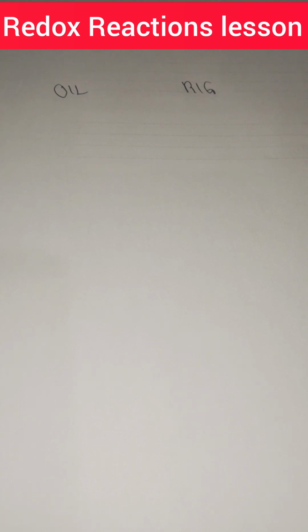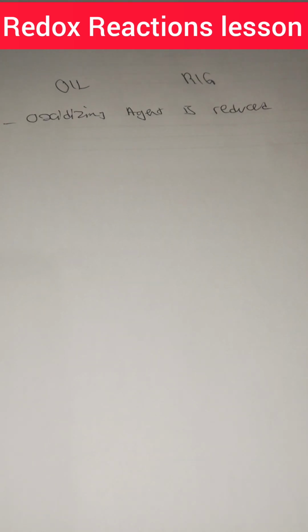Now what happens is the oxidizing agent is what is reduced. So what you should know when you're talking about an oxidizing agent is that it is what is reduced. You are going to find maybe a compound or an atom that is going to be reduced. That atom is going to be called the oxidizing agent, and the reducing agent is what is oxidized.